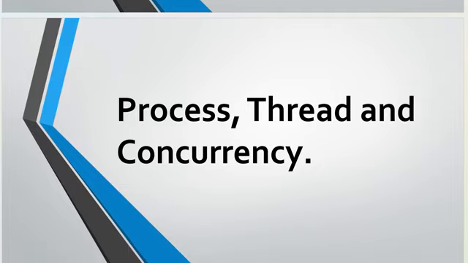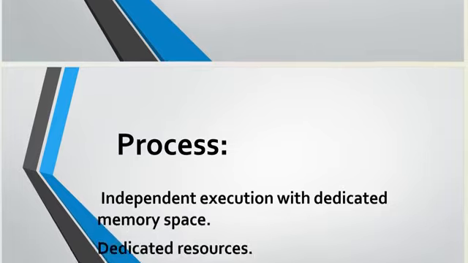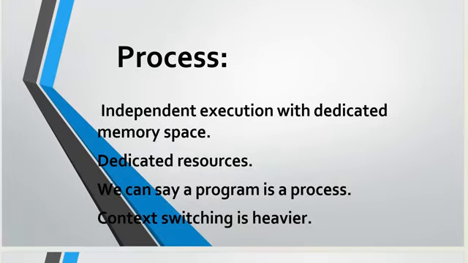A few things we have to know: what is a process, what is a thread, and what is concurrency. So let's see one by one. What is a process? A process is an independent execution with dedicated memory space. Each thread will use an independent execution path with the memory space dedicated for that particular thread. It will also use dedicated resources.